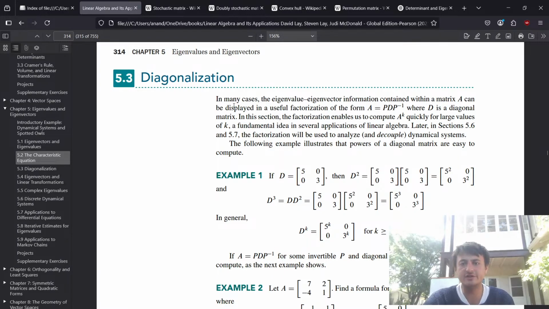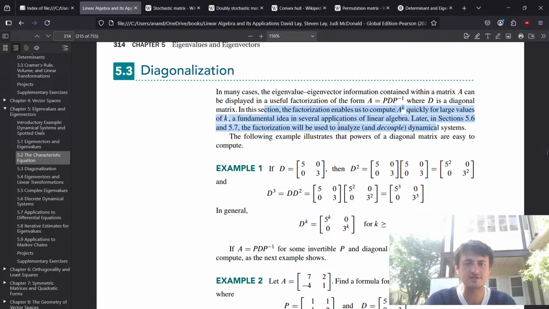In many cases, the eigenvalue, eigenvector information contained within a matrix A can be displayed in a useful factorization of the form A is equal to P D P inverse, where D is a diagonal matrix. In this section, the factorization enables us to compute powers of A quickly for large values of K. A fundamental idea in several applications of linear algebra. Later in sections 5.6 and 7, the factorization will be used to analyze and decouple dynamical systems. The following example illustrates that powers of a diagonal matrix are easy to compute.